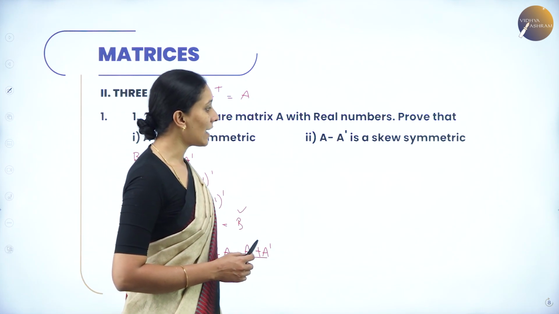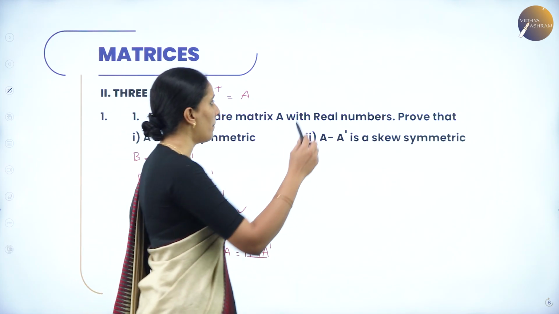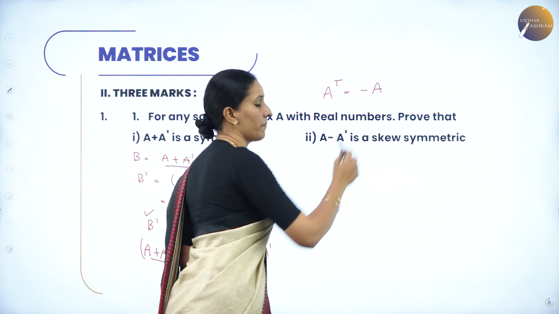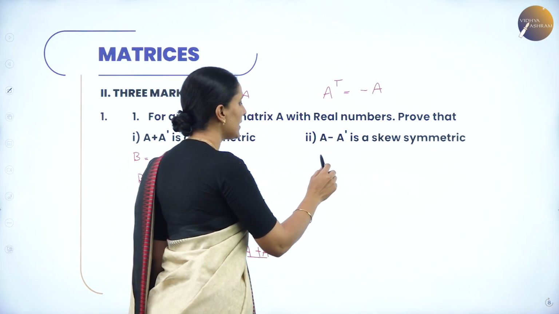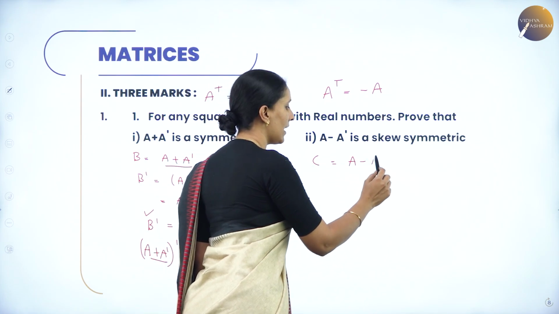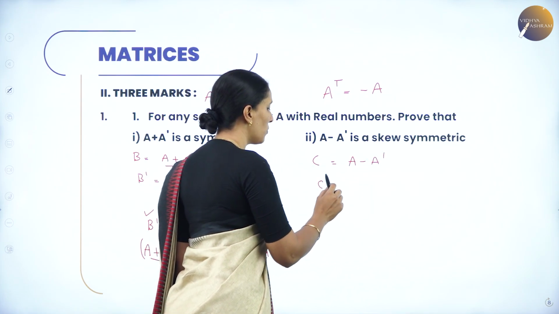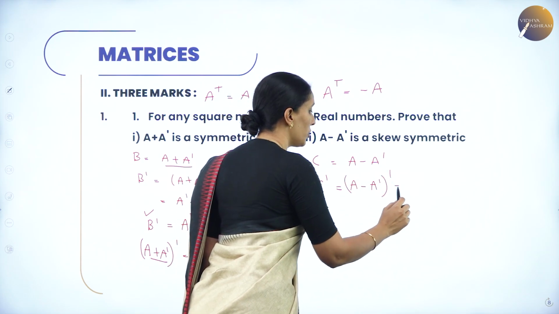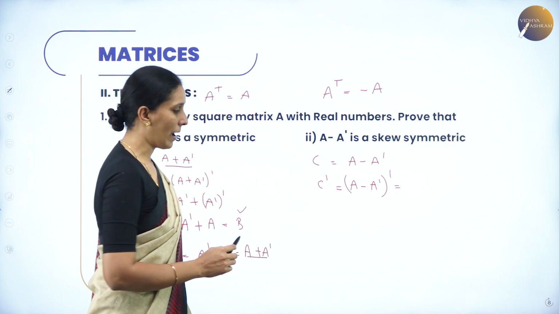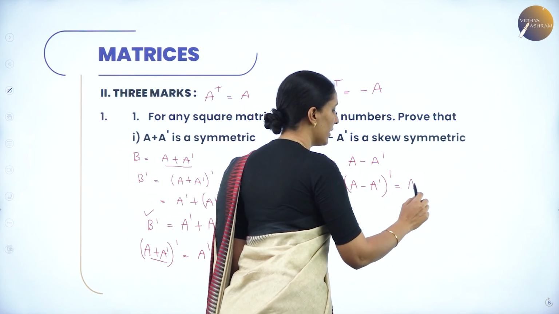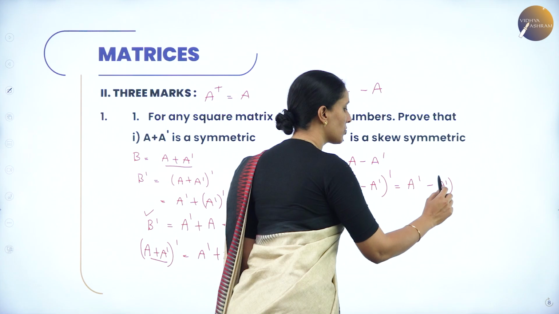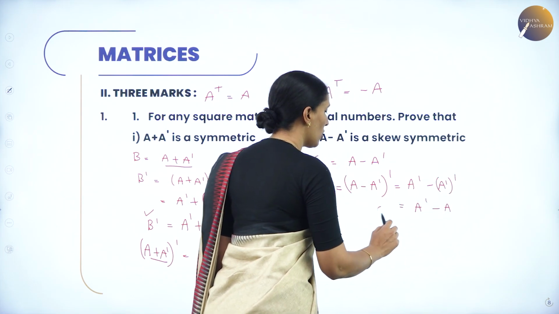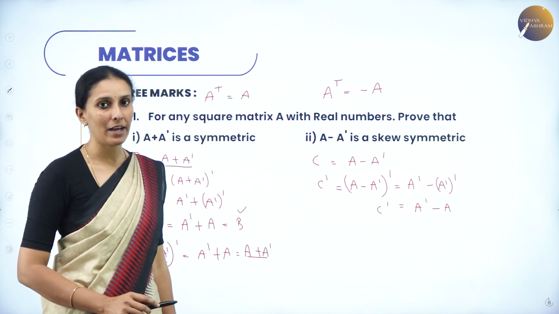Now let's see what A minus A dash is. A matrix is skew symmetric if its transpose is minus A. So let's take C equal to A minus A dash. Let's take the transpose on both sides: (A minus A dash) whole dash. Using the property of transpose of a matrix, we can apply here A dash minus (A dash) whole dash, which is equal to A dash minus A.